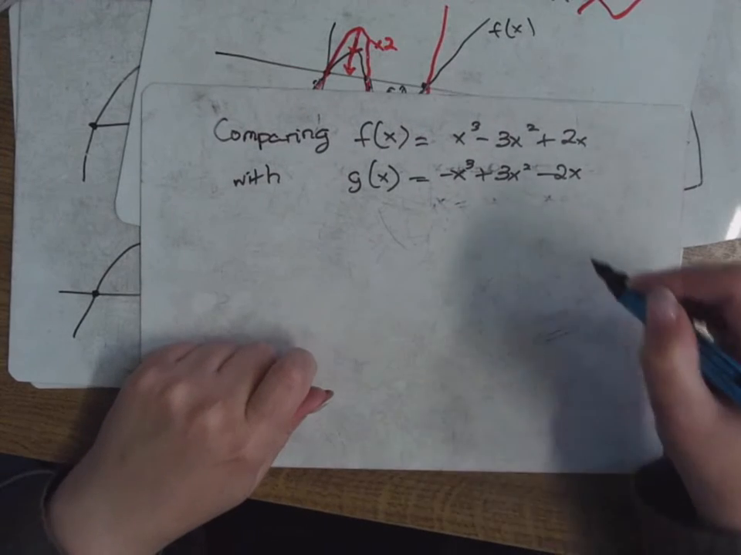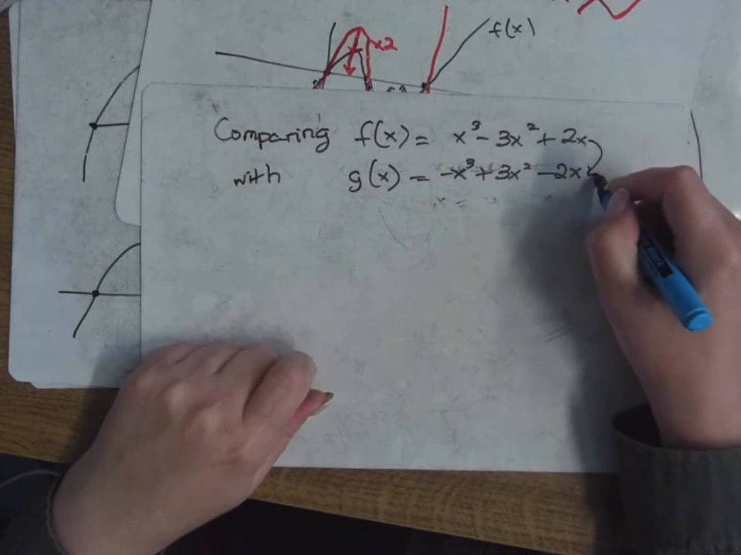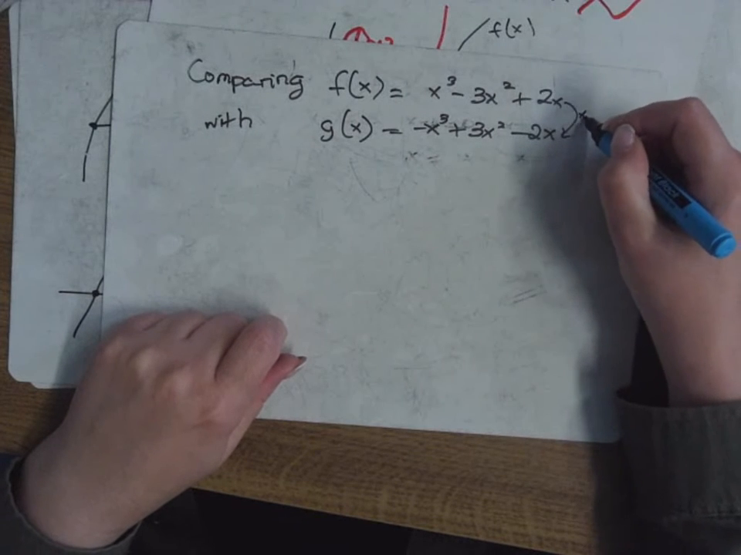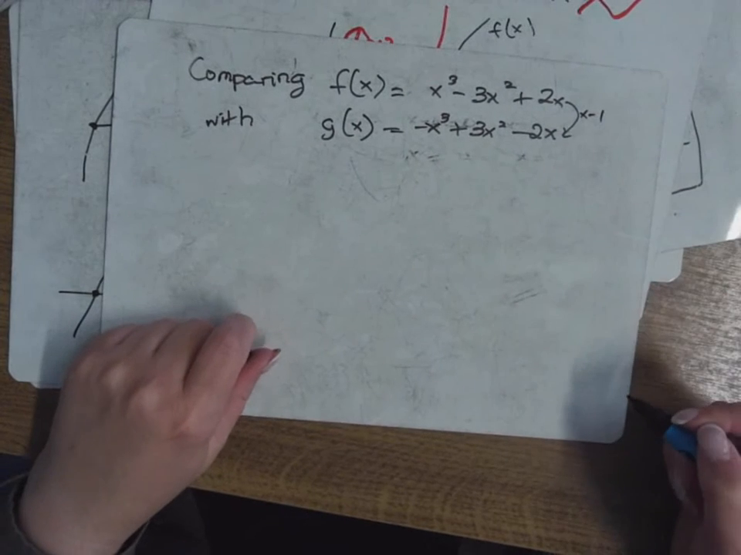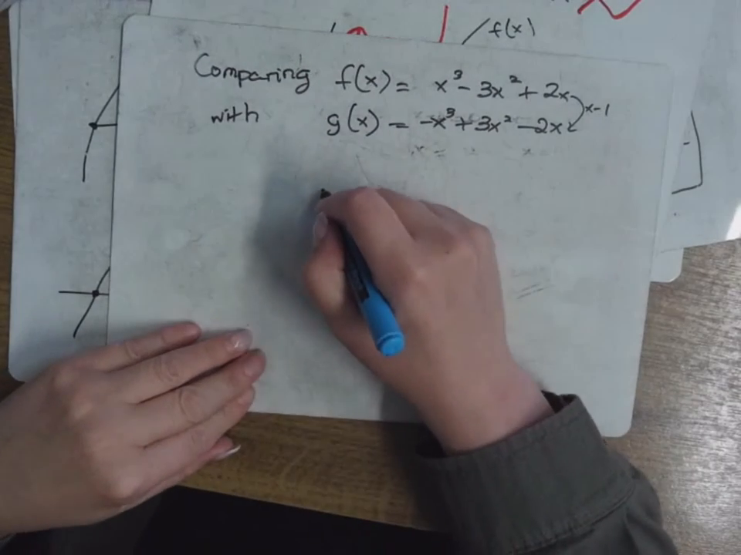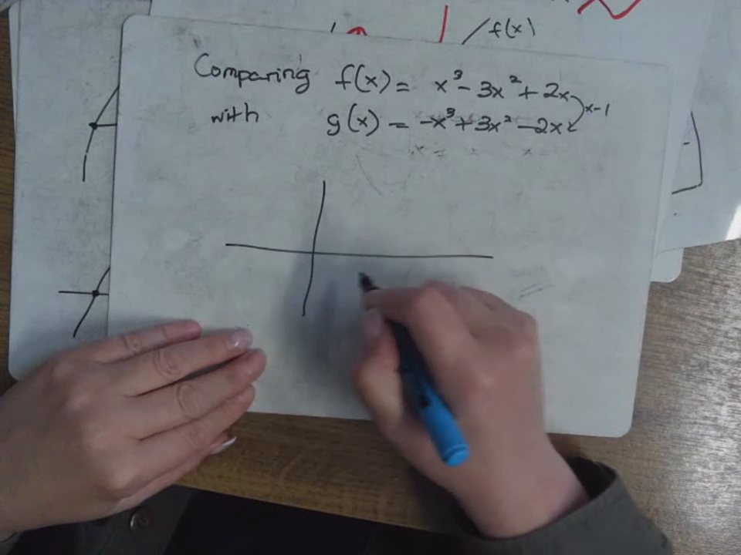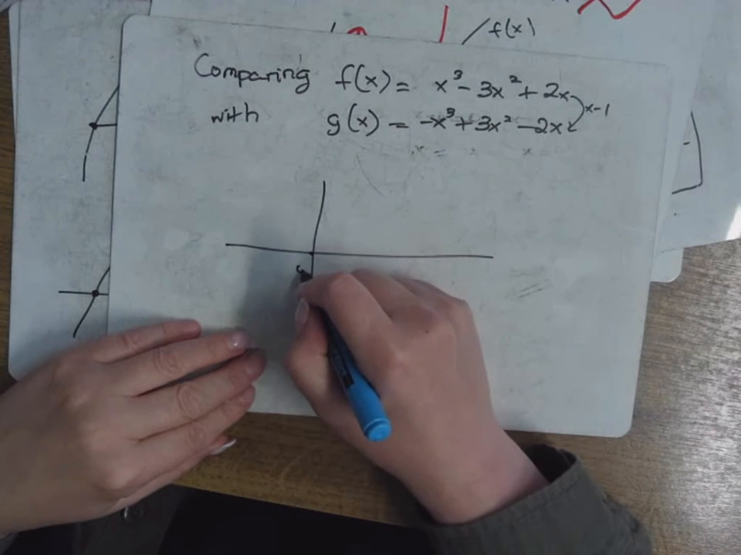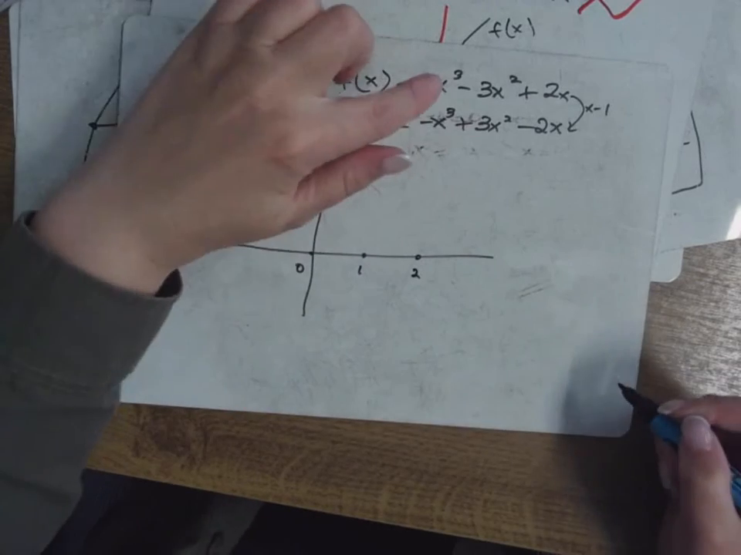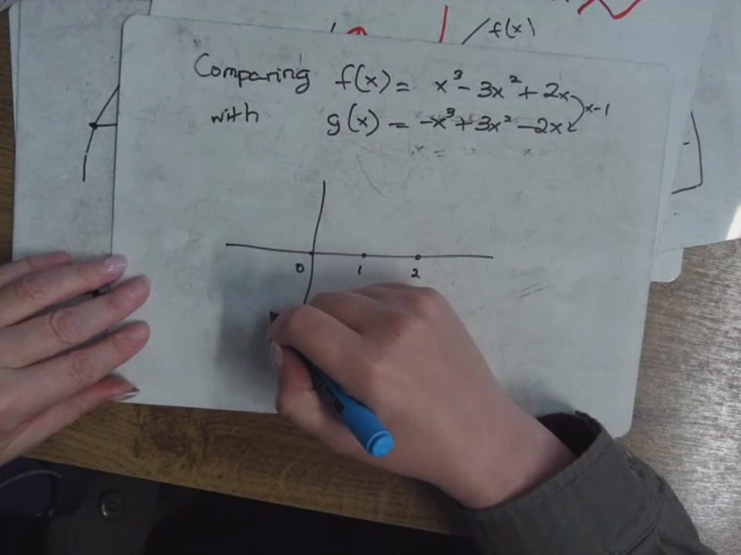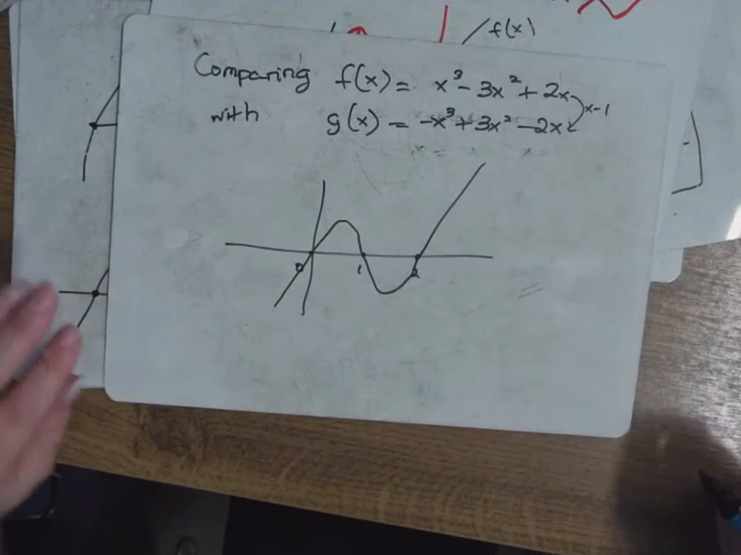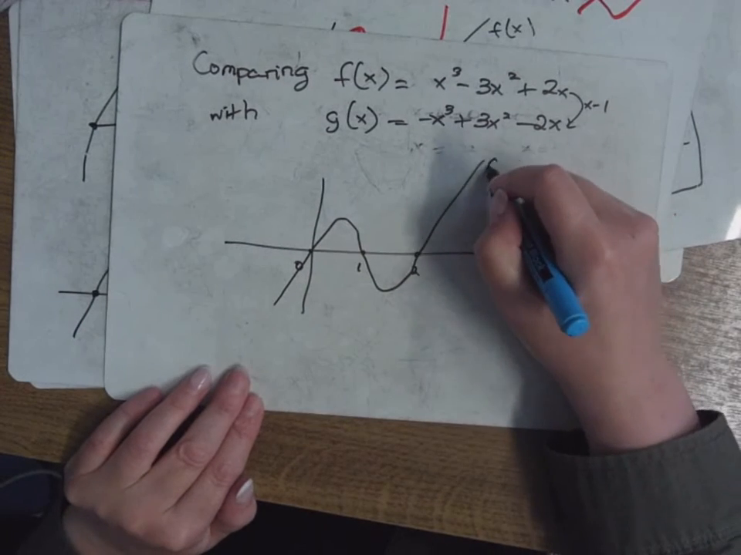How did I go from one to the other? How did I go from here to here? I multiplied by minus 1. So what happens there is the original graph crosses at 0, 1 and 2. It's positive, so it finishes on a high. So that means I start low, so I go up, up and up. Is that right? That's the original graph, so that's f of x.